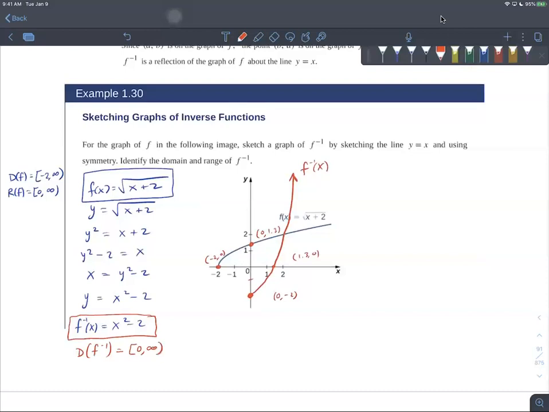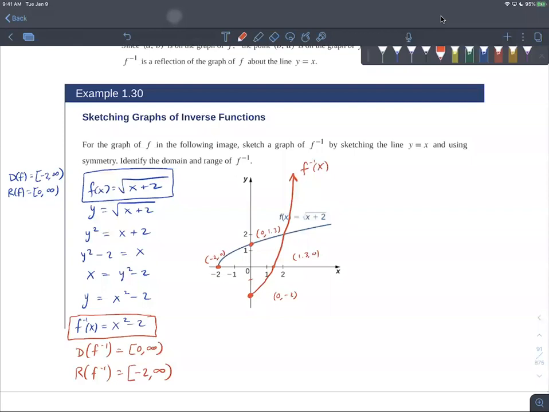Well, this is going to be the range of f, which is from 0 to infinity. And notice that's exactly the domain of the function f. It can go as far to the left as 0, x equals 0, and then it only moves to the right. So that's a domain of 0 to infinity. And then what is the range of f inverse? The range of f inverse is going to be the domain of f, which is -2 to infinity. And that's exactly what we see there. This function goes as low as a y value of -2, but it doesn't go any lower than that.